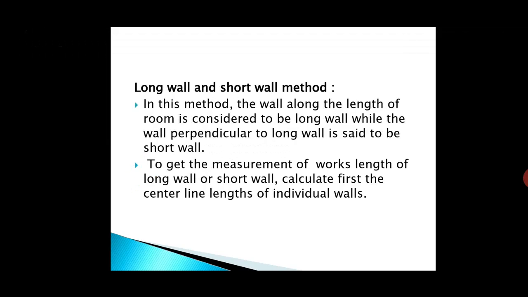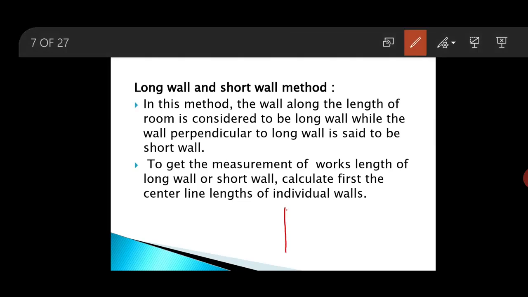So what is long wall and short wall method? In this method, the wall along the length of the room is considered to be long wall, while the wall perpendicular to long wall is said to be short wall. So generally, suppose this one is the plan of a building. The wall which is running longitudinally, we will consider as our long wall. For example, in this case, these two are our long wall, and the walls perpendicular to this long wall are considered as short wall. Okay. So this is your first step of the method, that means selection of long wall and short wall.